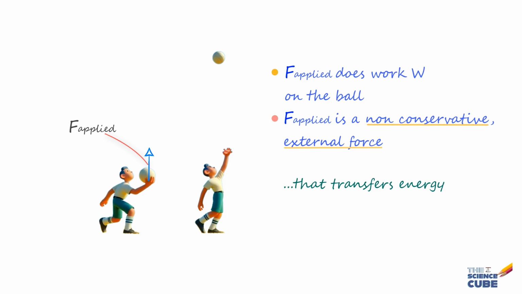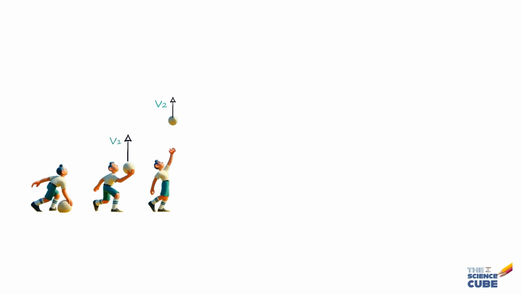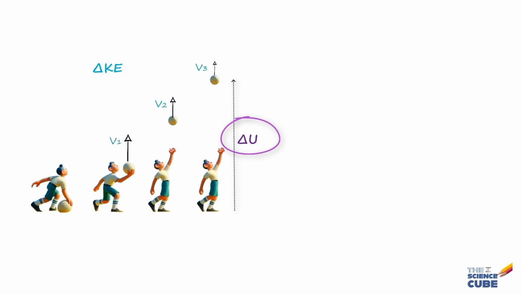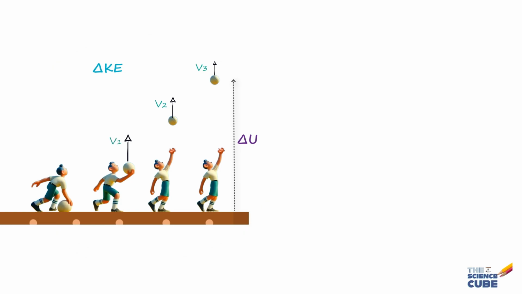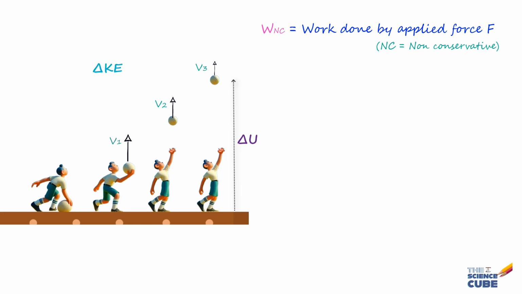Clearly, there is a change in the kinetic energy of the ball, and because the ball moves away from the earth, there is a change delta U in the gravitational potential energy of the ball as well, or more accurately, the ball-earth system. So we can say the external force you provided does work W_NC, but then there is also the conservative force of gravity acting on the ball and doing work.